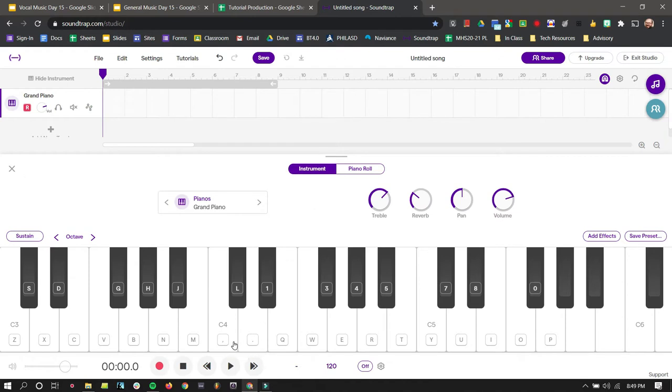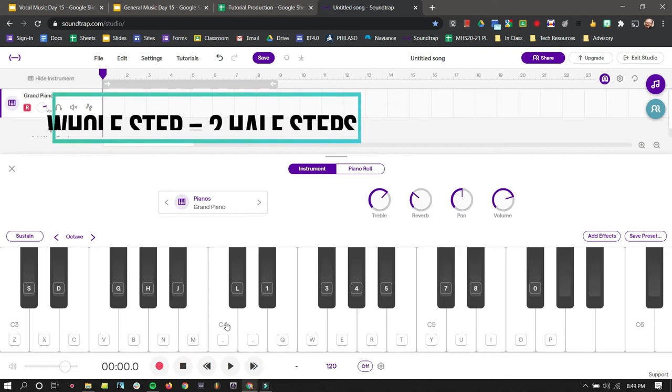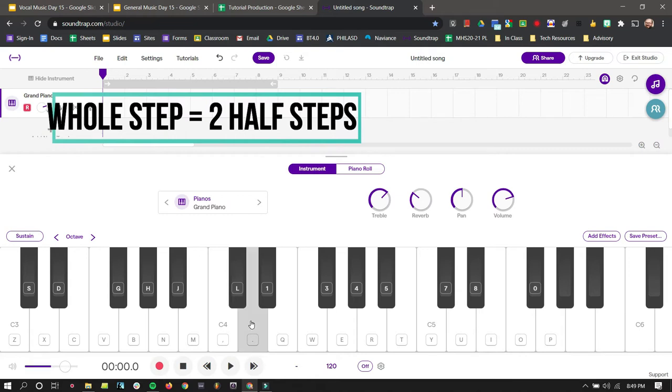Our next unit of measurement is called the whole step. You might be able to guess that if you put two half steps together, you get a whole step. So a half step plus a half step would equal a whole step. That would be a whole step, another whole step, and then from here we would again put two half steps together, a whole step, and so forth.